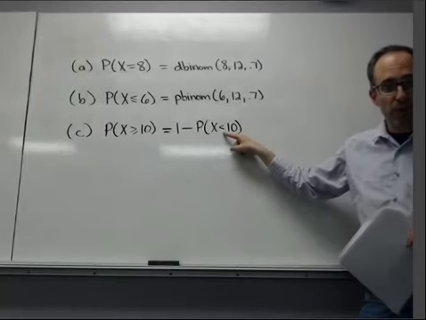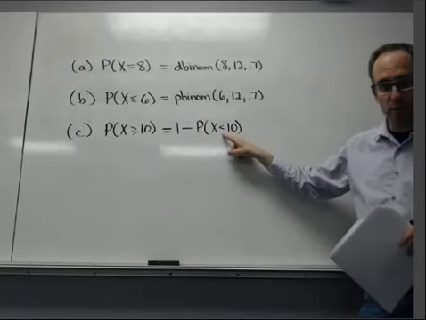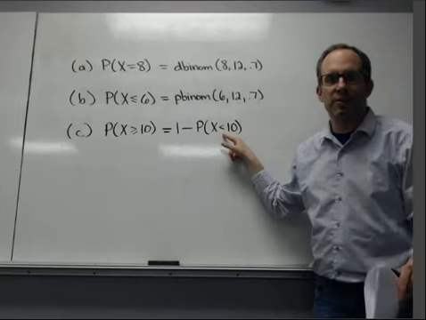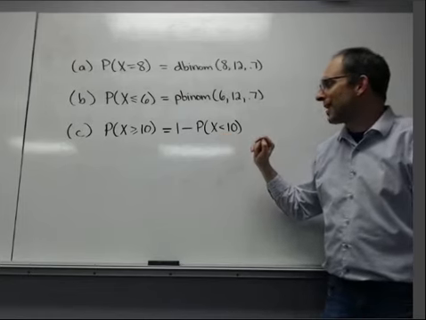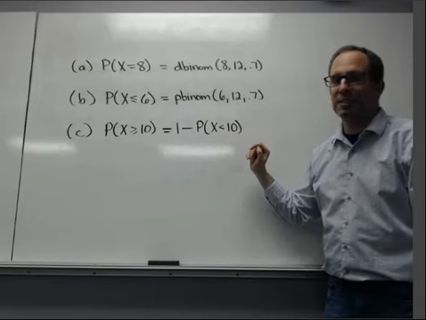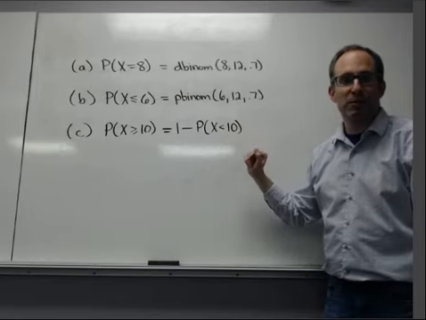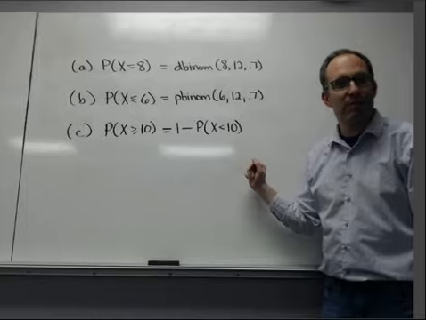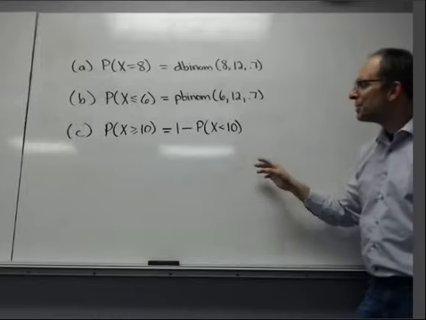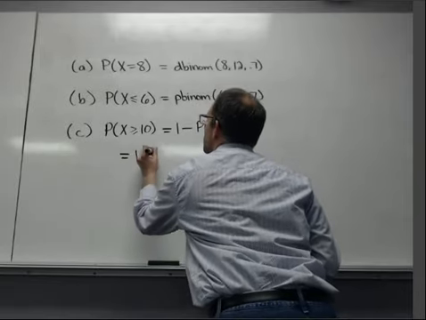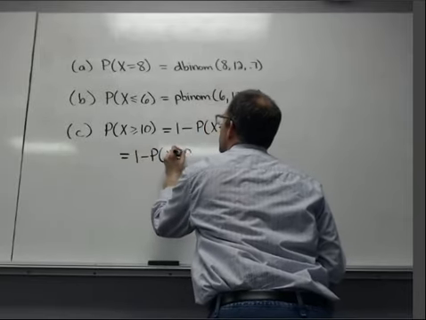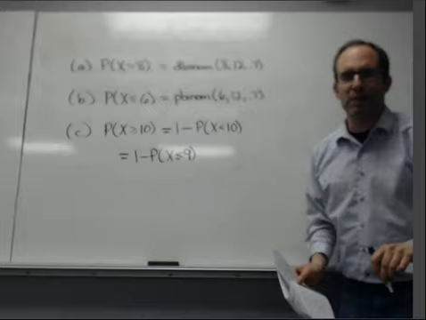This is close. But we need an expression with a less than or equal to in it, not a strict less than. But because this is a count, there's nothing strictly between 9 and 10, right? There's no 9.5. There's no 9 3/4. So what we could do here is we could say this is the same thing as 1 minus the probability that x is less than or equal to 9. That's how you do it.